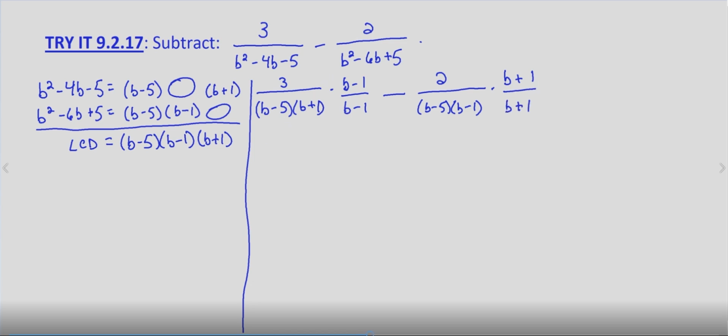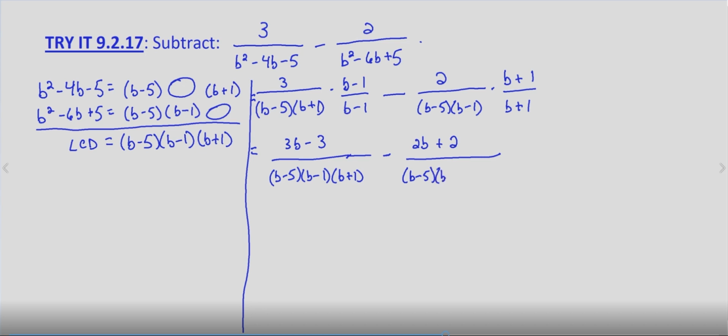And so what do we end up with? We end up with 3 times b minus 1. That's 3b minus 3 over the LCD of b minus 5 times b minus 1 times b plus 1. And we're still subtracting. 2 times b plus 1 is 2b plus 2. And that's now over the LCD of b minus 5 times b minus 1 times b plus 1.